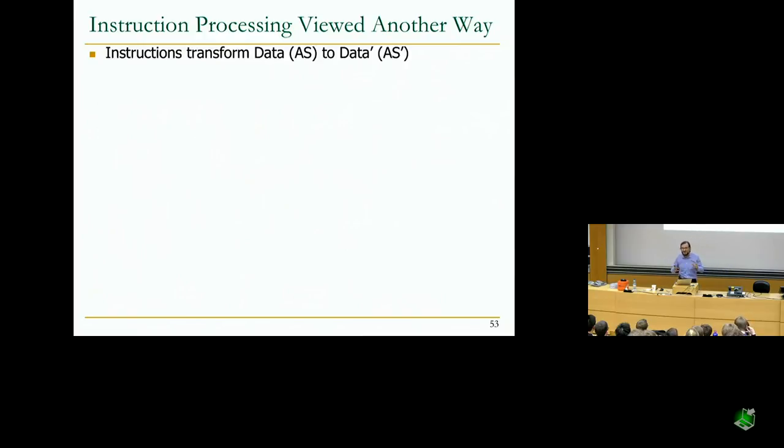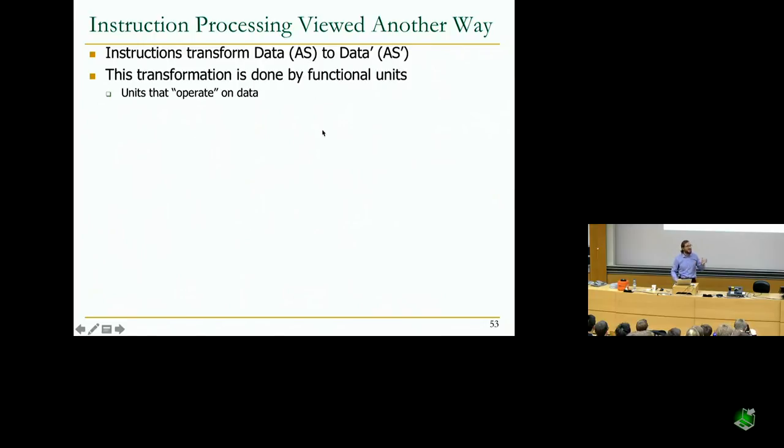Basically, instructions transform data to data prime, or architectural state to architectural state prime. This transformation is done by functional units. A functional unit is a unit that operates on data. We discussed the ALU, arithmetic logic unit. An adder is part of an ALU. We'll see more of that.